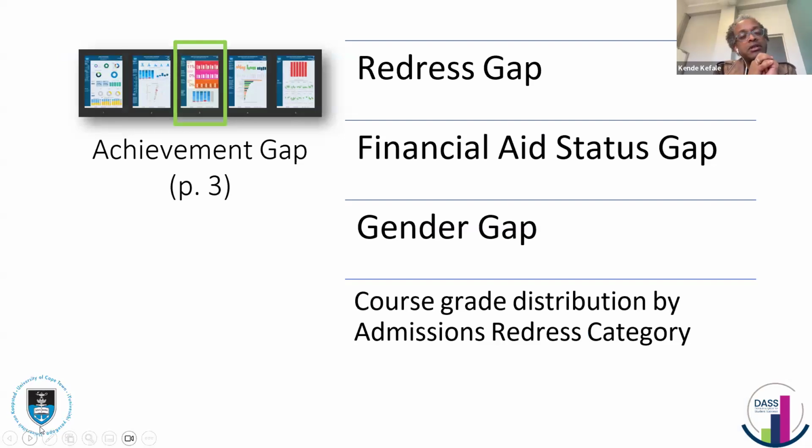This happens to be one of the core guiding principles for the data analytics for student success. And it is really to do with the different kinds of gaps that have been noticed over time on campuses such as UCT and elsewhere as well. This is what is now known as the redress gap, the difference between Black and white students in terms of their attainment, and the university's plans and procedures to really try and reduce that gap wherever it might appear.